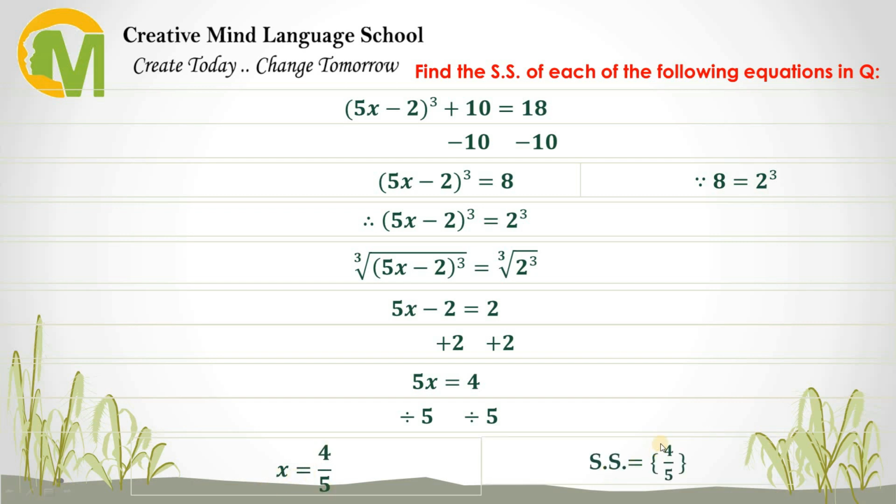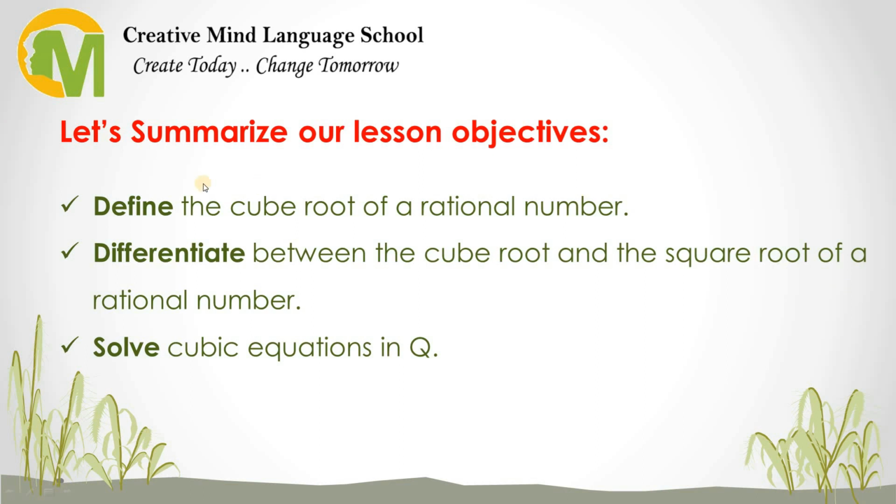So the solution set at the end will be 4 over 5. Let's summarize the lesson objectives that we finished today. We defined the cube root of a rational number. We differentiated between the cube root and the square root of a rational number. We solved cubic equations in the set of rational numbers, or the set of Q.